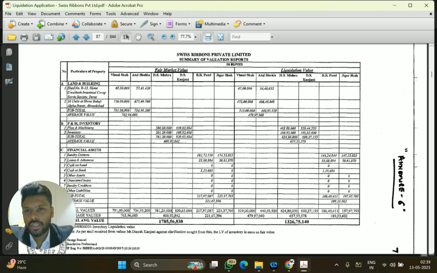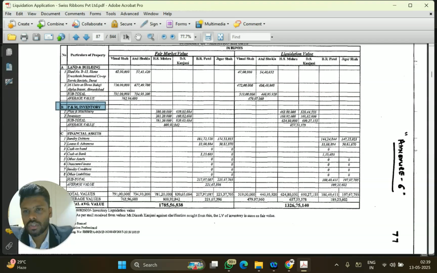So if you see, there are 3 classes. First is class A, land and building. Second asset class is plant and machinery, inventory, stock. And third is the financial asset class. So for every class, there are 2 valuers appointed. See, Mr. Vimal Shah and Mr. Atul Shukla are appointed for land and building. They are given values for land and building.